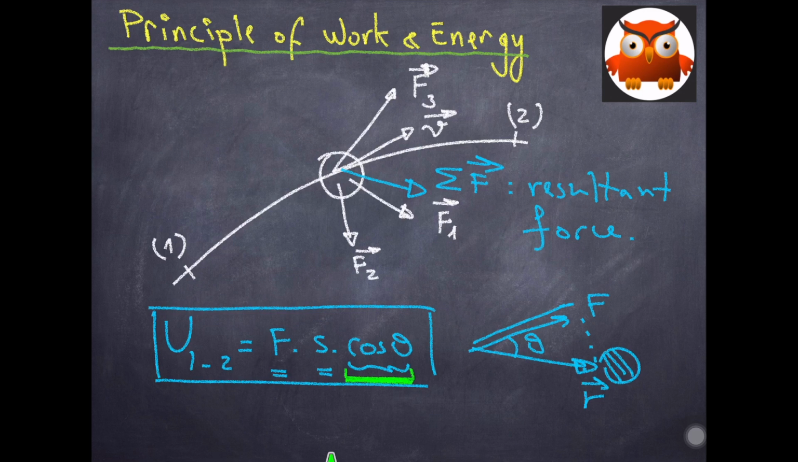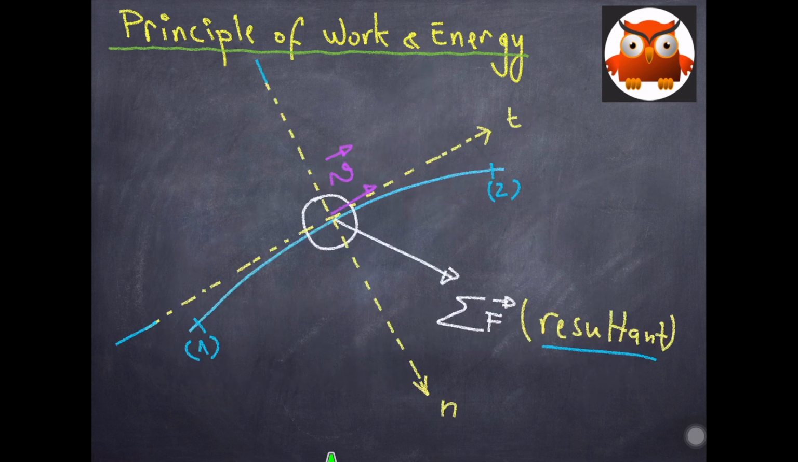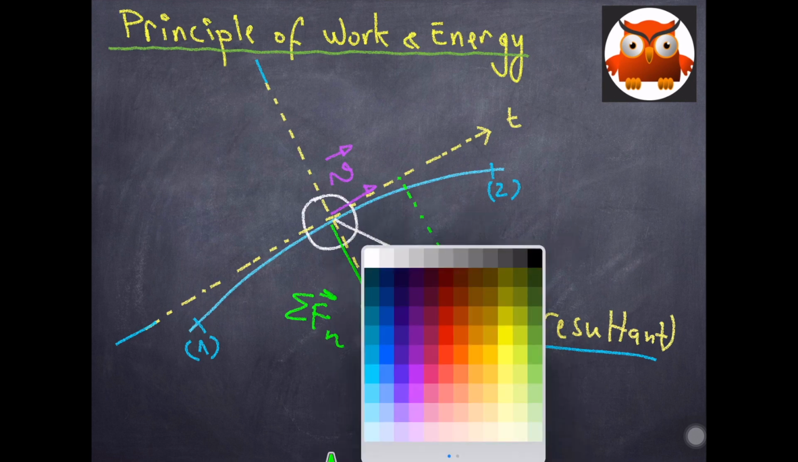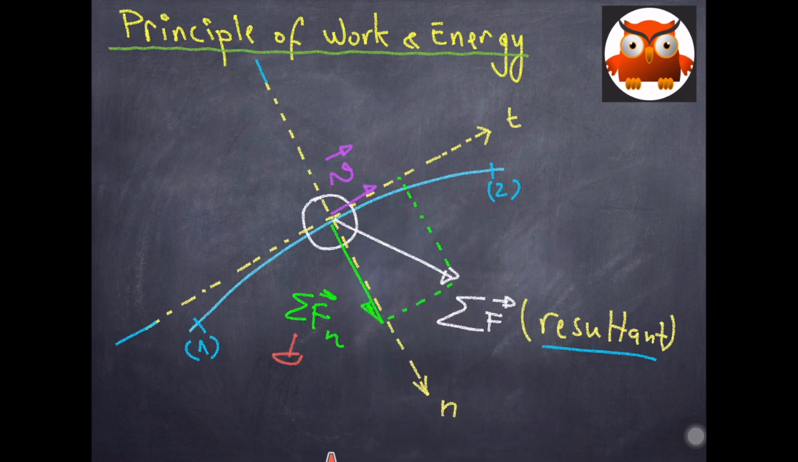Cosine of the angle 90 degrees equals 0. So we only consider the forces that are not perpendicular. In this case, if we resolve the sum of all forces, the resultant, into normal and tangential components, we find out that the normal component, the sum of the forces in the normal direction, will not do any work, okay? Doing no work.